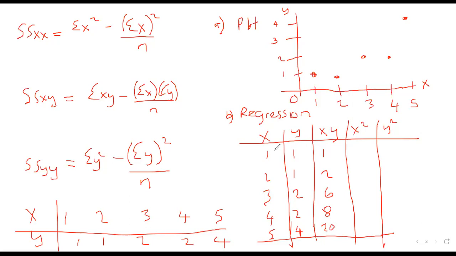And here we're squaring each of these ones here. This is 1, 4, 9, 16, 25. And here, 1, 1, 4, 4, and what? 16. So we total up now. What is the total for this column?